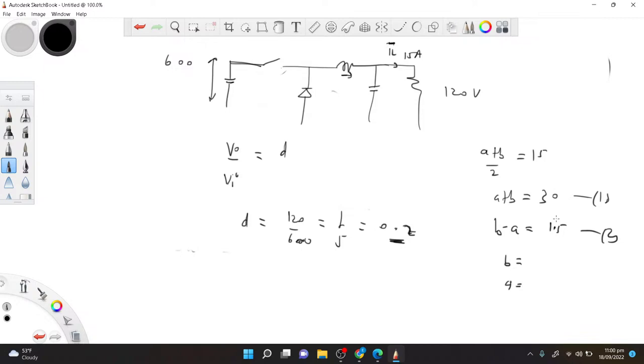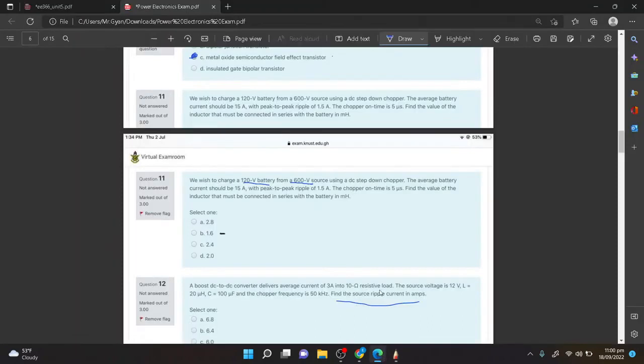So B is 15.75, and A is 14.25. Alright. So find the inductor that must be connected in series with the battery.